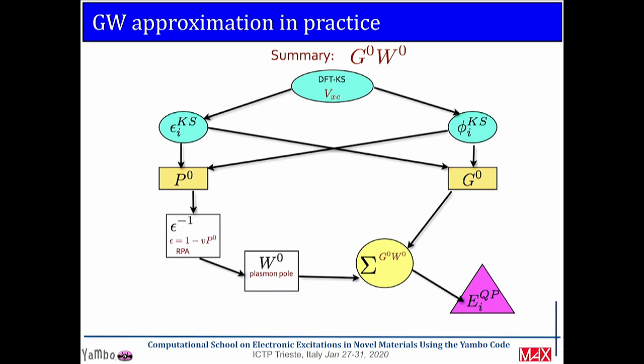Okay, let me summarize the workflow of a typical GW calculation. We always start with the DFT calculation. This is something you have also seen yesterday. The first step is always a DFT calculation, and this provides us the Kohn-Sham eigenvalues and eigenfunctions. Both are used to calculate our polarization and our Green function. The polarization is then used to calculate our screened potential, usually done in a plasmon-pole approximation.